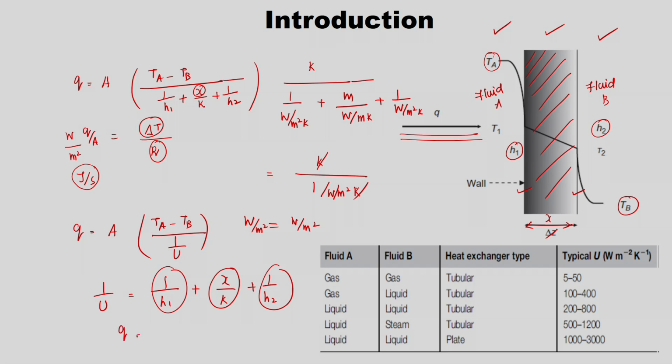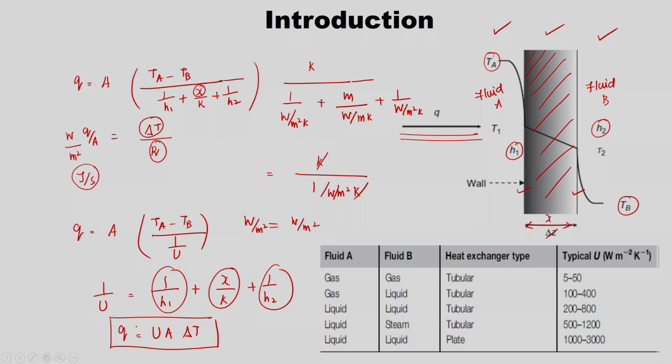So, if you write Q is equal to UA del T, where TA minus TB is nothing but del T. U is the overall heat transfer coefficient, A is area, del T is the temperature difference between the fluids TA, TB, and Q is nothing but the heat transfer rate.